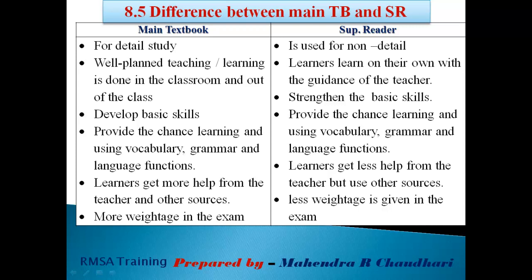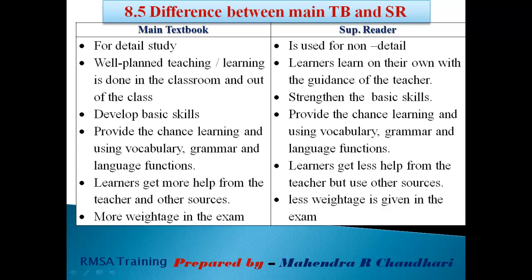Main textbook, it develops basic skills among the students, whereas the Supplementary Reader strengthens the basic skills among the students. The main textbook provides the chance of learning and using vocabulary, grammar and language functions, whereas the Supplementary Reader provides the chance of learning and using vocabulary, grammar and language functions. That means this point is common in both the textbooks.